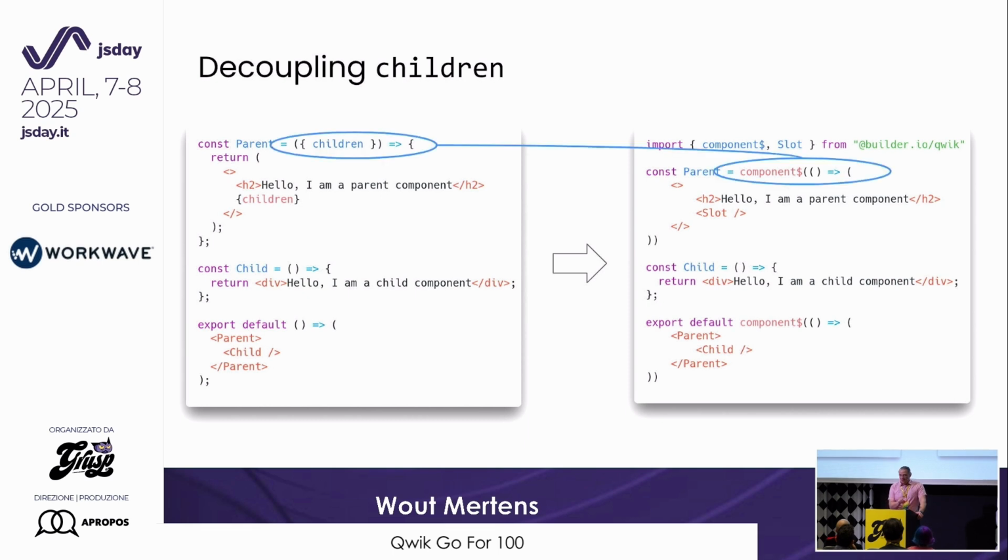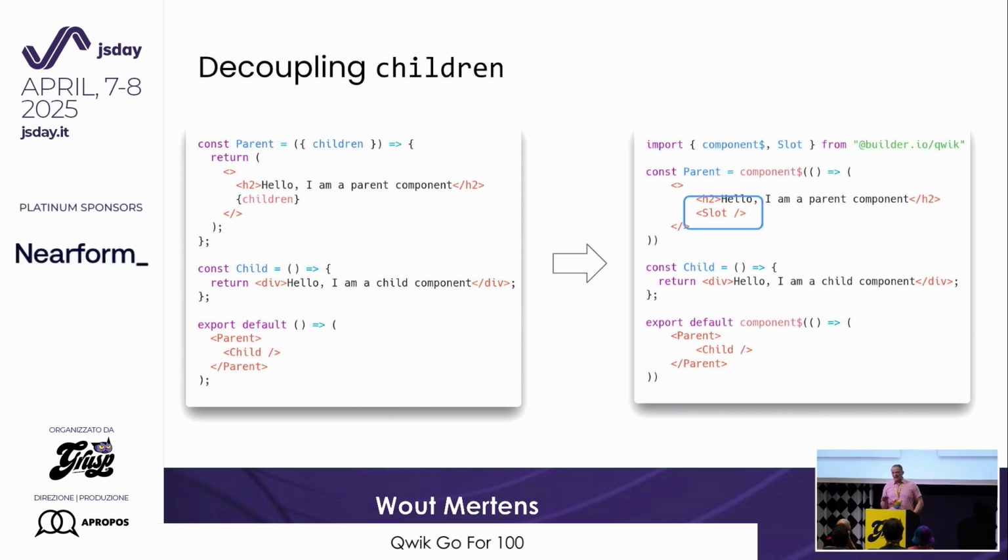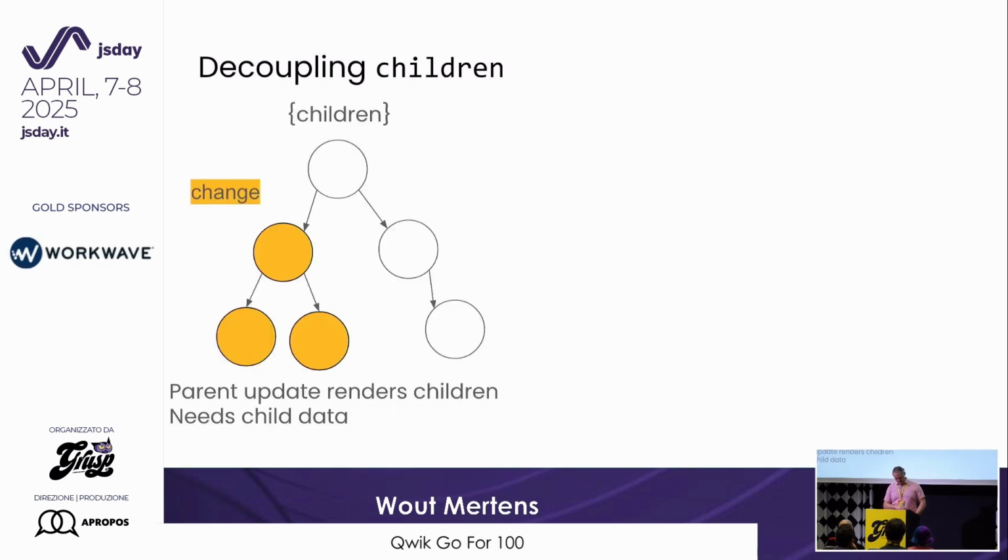So children is no longer visible to your parent. The parent component has no idea what children are. All it does is render slot and then hope for the best. And for the rest, you can see the child component didn't change. The export default, you can put a component there. You don't have to. If you don't put component $, we call it an inline component. So it's a lot like React.